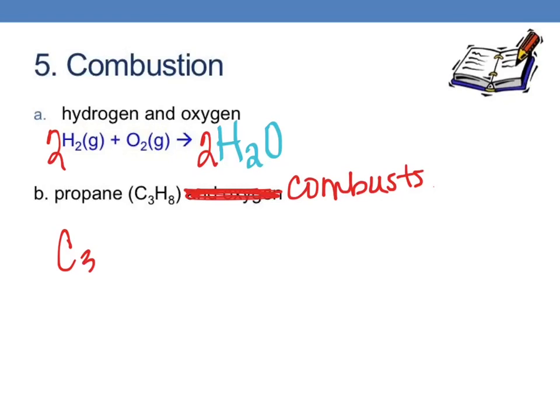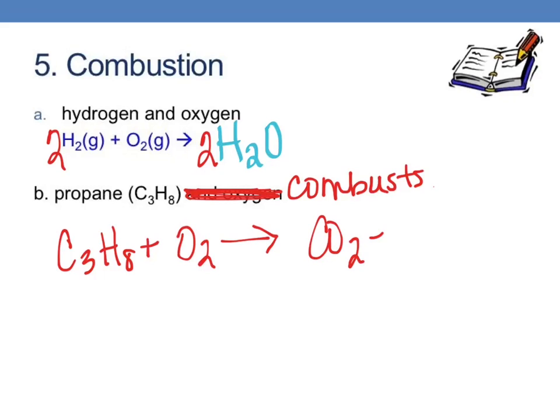We know that we have C3H8, and it combusts, which means what? It reacts with oxygen and it produces what 2 things? Carbon dioxide and water. And then you go back and you balance it with a 3 there, and a 4 there, and a 5 there. Okay. That's just like we did yesterday.